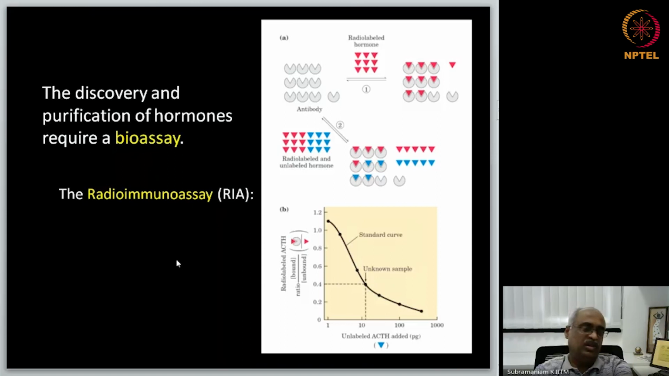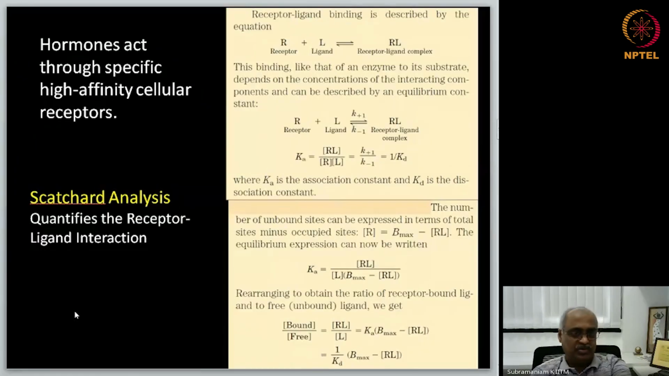It's readily doable, and a whole lot of labs around the world use radioimmunoassay every day. There is a slightly more sophisticated method called enzyme-linked immunosorbent assay, or ELISA. That is what is currently more commonly used in place of radioimmunoassay. But still, there are certain quantitations where radioimmunoassay is still used. So this is all about how I detect and quantitate hormones.